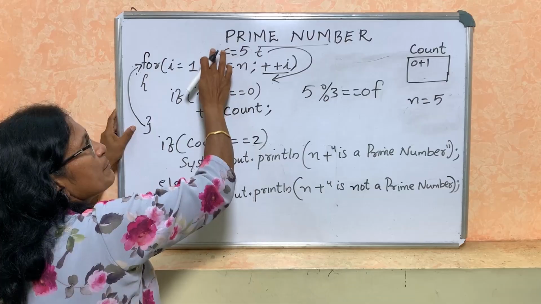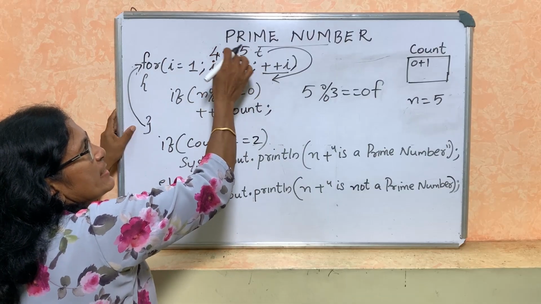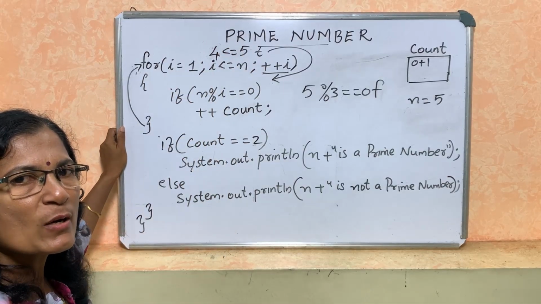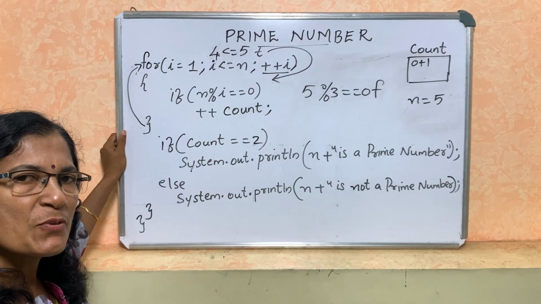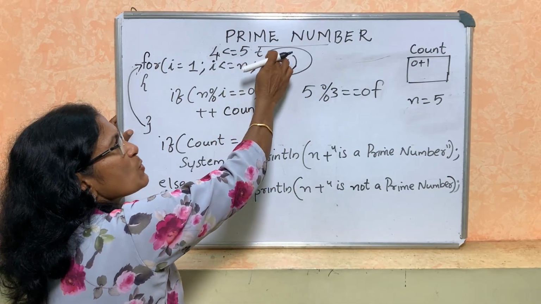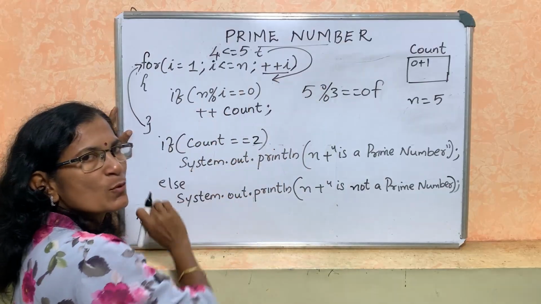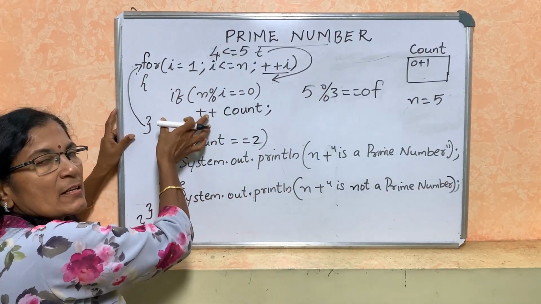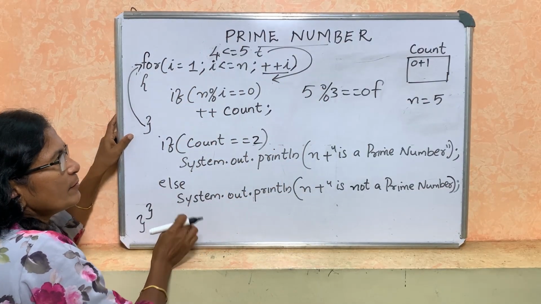The value of i is updated to 4. The test expression is evaluated: 4 less than or equal to 5? Yes, 4 is less than 5. The test expression is evaluated to true. So control enters into the for loop's body to execute the statements given inside.